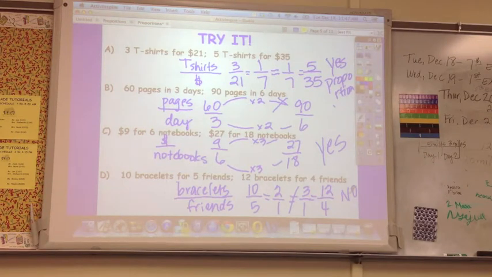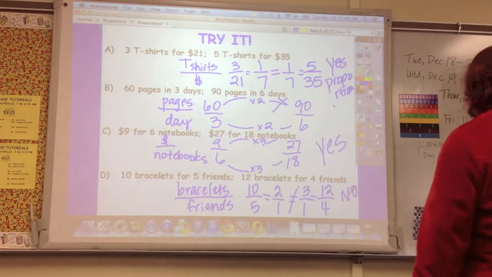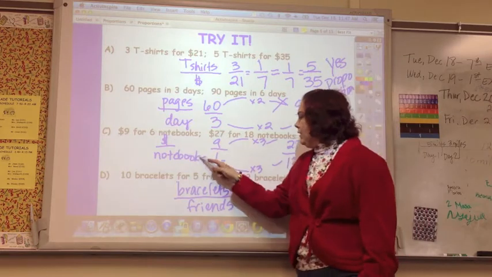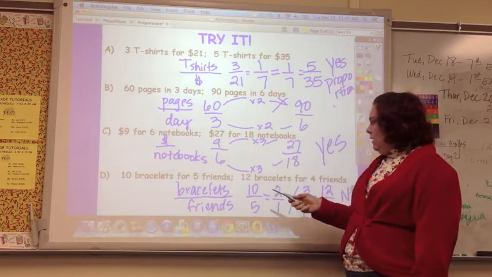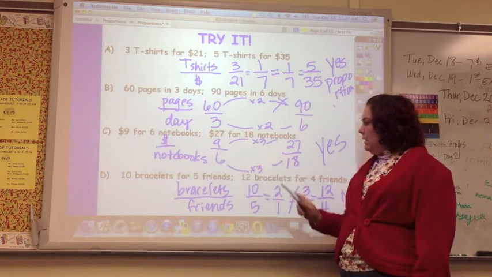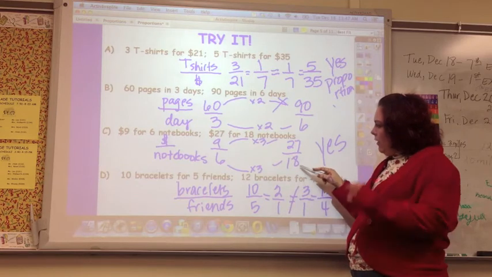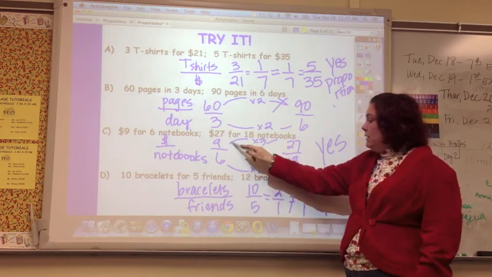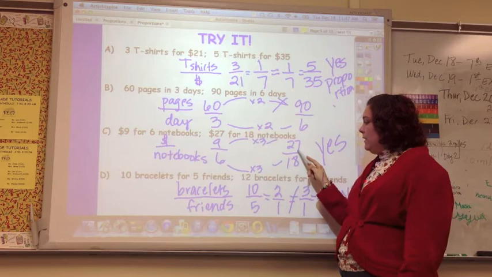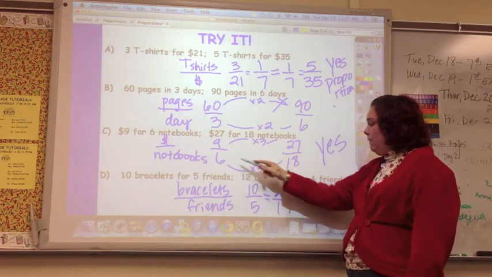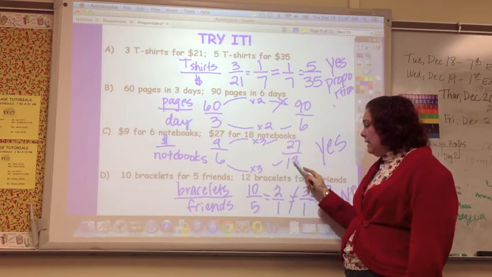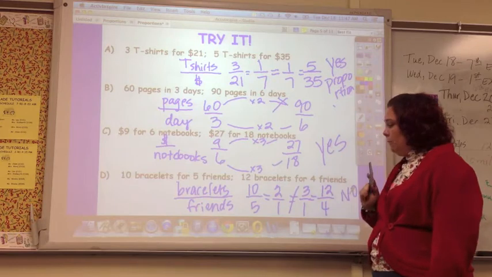Okay, so now check your work. So here we're comparing dollars to notebooks, and we have 9 to 6. And then $27 for 18, and this is times 3 to go from 9 to 27. This is times 3 to go from 6 to 18. So it's yes, it is proportionate.